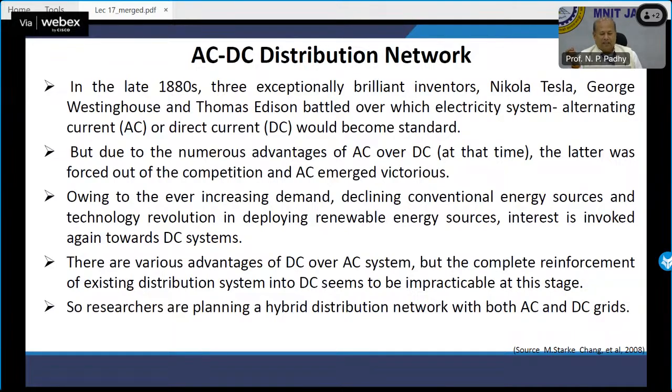So researchers are planning a hybrid distribution network. Instead of replacing AC by DC, let us have DC, let us have AC, and develop a hybrid algorithm to handle both AC and DC.